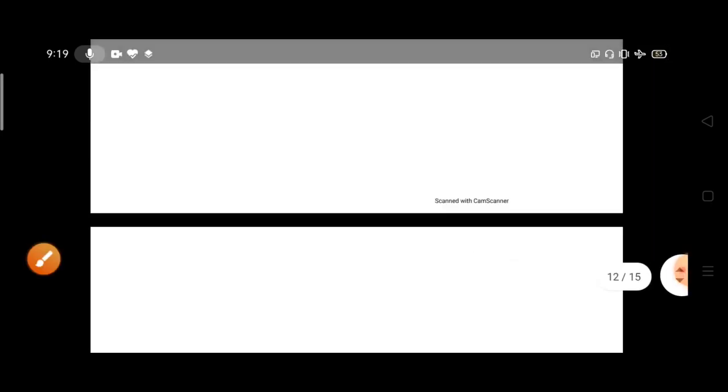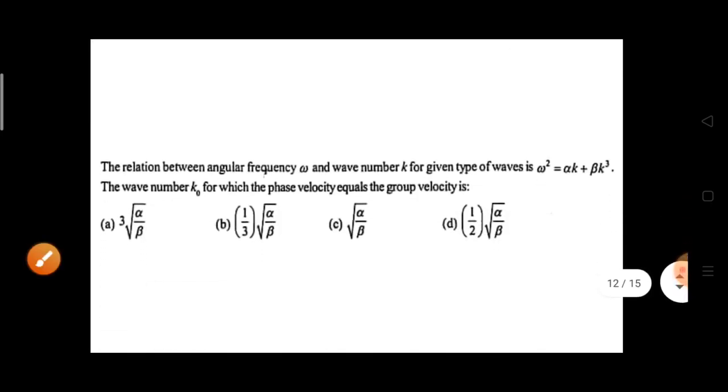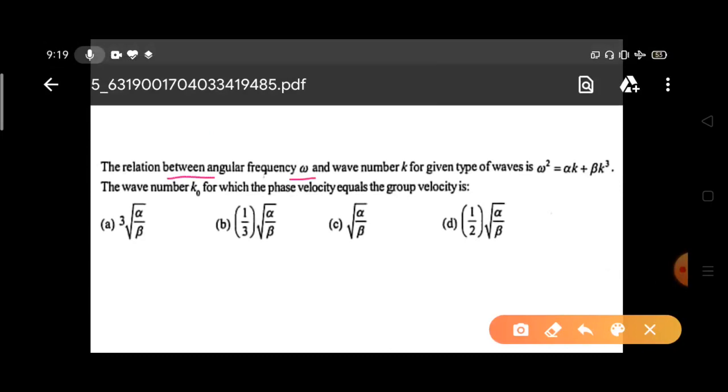Now go to the next question. The relation between angular frequency omega and the wave number k for a given type of wave is omega square equals alpha k plus beta k cube. This relation, omega versus k, is called the dispersion relation. Can you understand why it is called the dispersion relation? Because this is giving you the phase velocity, this is giving you the group velocity, and these are the direct consequences of the dispersion phenomena.